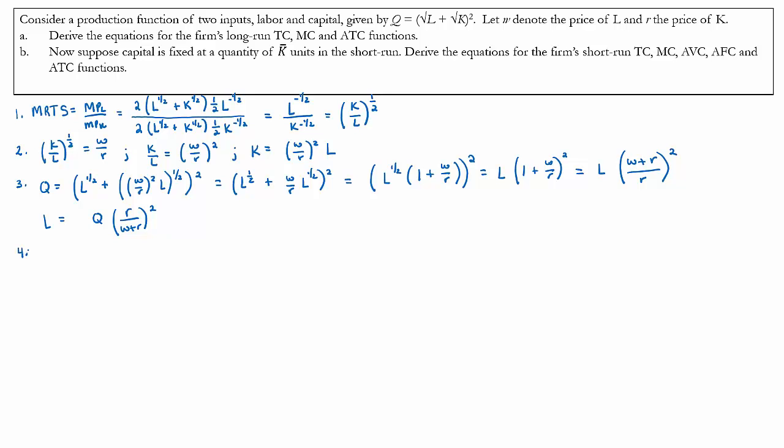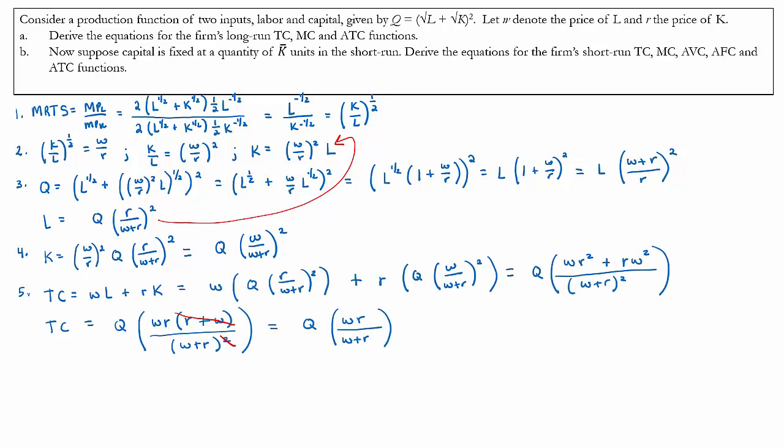The fourth step is to plug the labor demand function back into the expansion path and then solve for capital. We've now derived the demand function for capital. In the fifth step, we will plug labor demand and capital demand into the isocost equation. We now have the long-run total cost function.